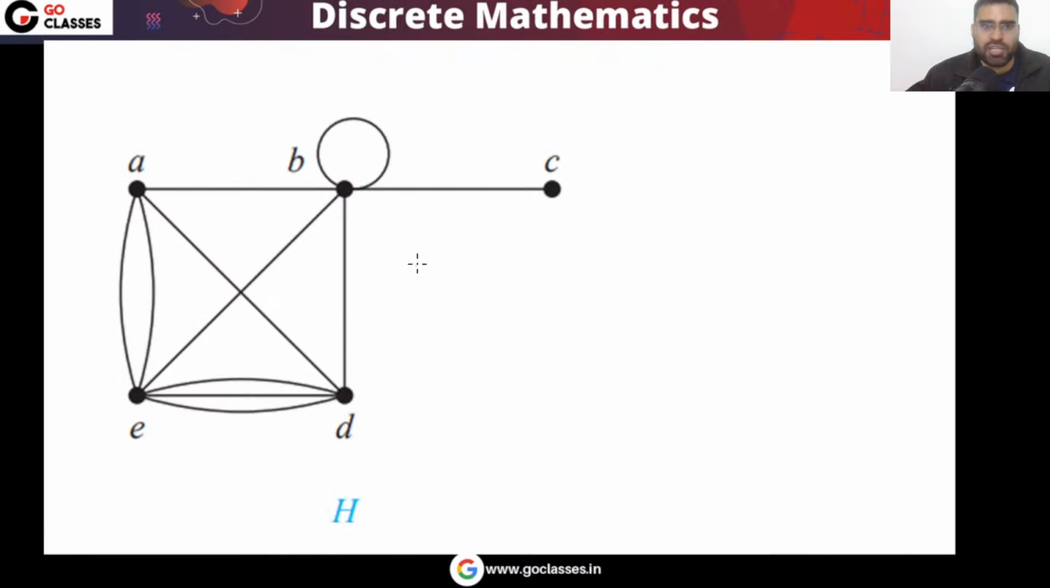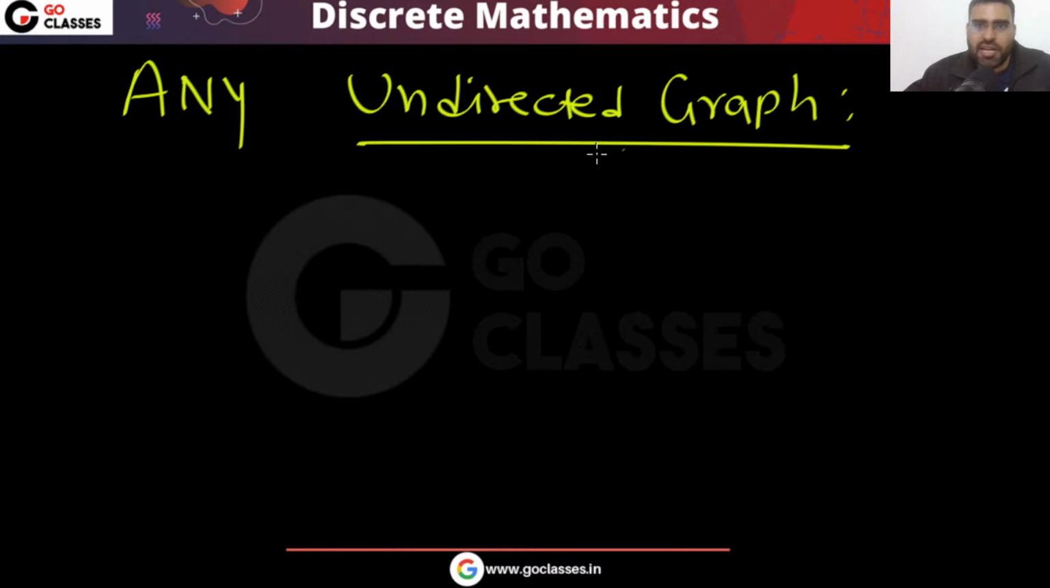Okay, similarly you can look at this graph. In this graph you have multi edges. That is also fine. This formula will always work for any undirected graph. Remember, for any undirected graph this will always work, whether you have self loop or multi edges, it does not matter. Which formula? That total degree is equal to twice the number of edges.